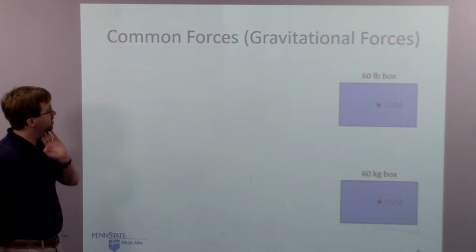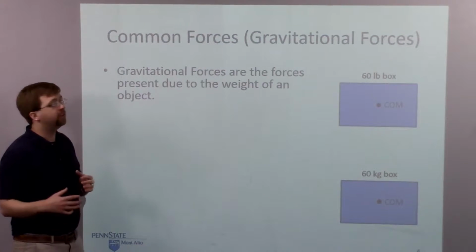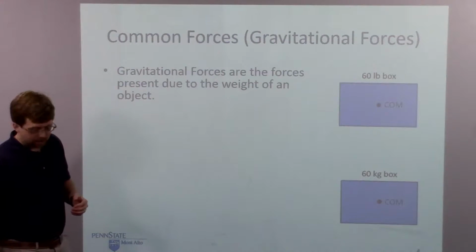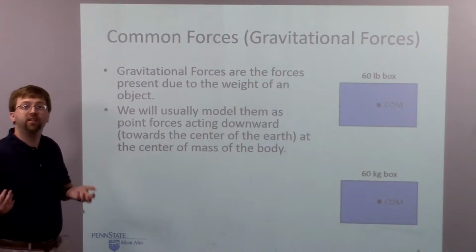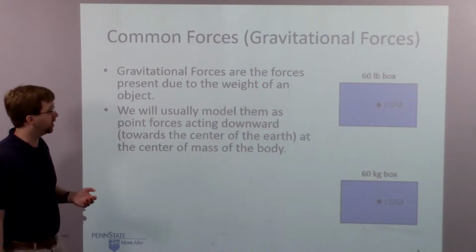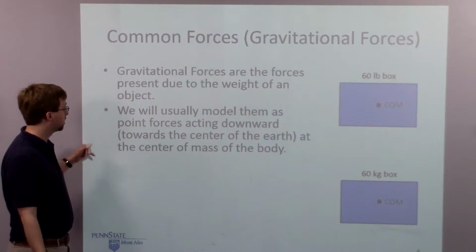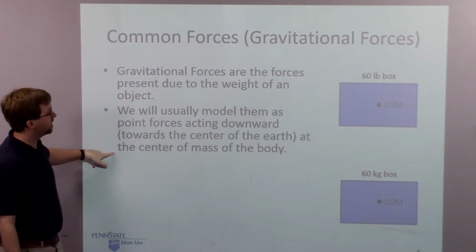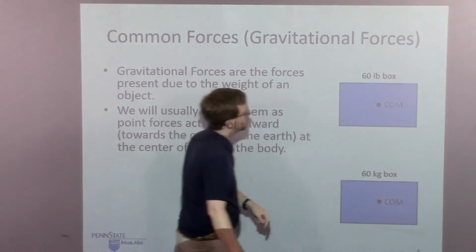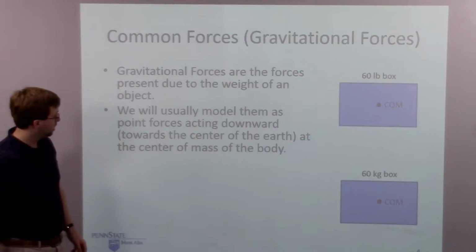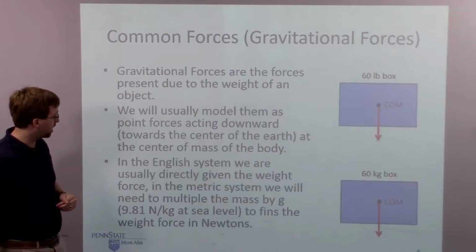Alright, so going to some of these types of forces. Let's start with the gravitational force. So the gravitational forces are forces that are present due to the weight of an object. And we'll usually model these as a point force acting downward, and downward in this case is towards the center of the Earth, at least at sea level on the surface of the Earth. And it's going to be acting at the center of mass of the body. So we've got our box, our center of mass would be right at the geometric center of that. And it's going to be acting downward. So we put in our force vector like that.